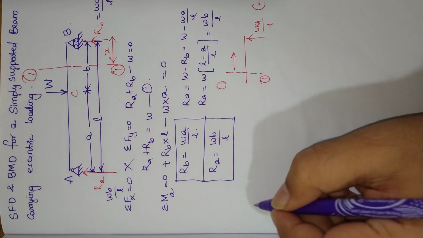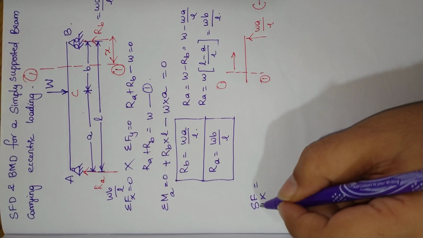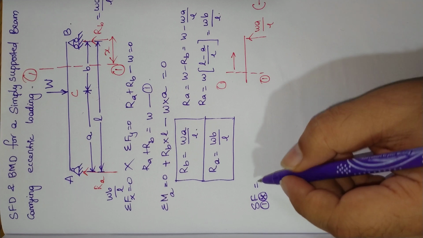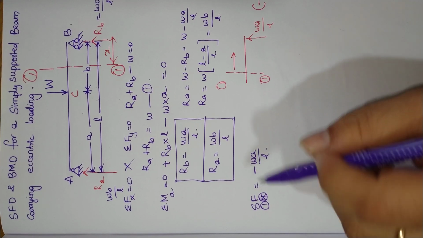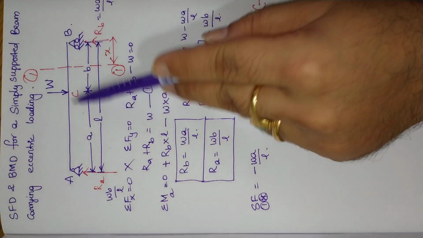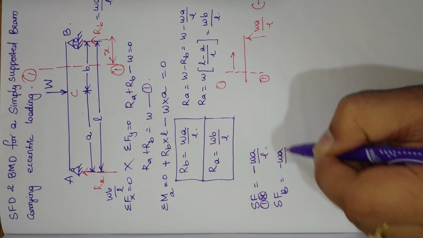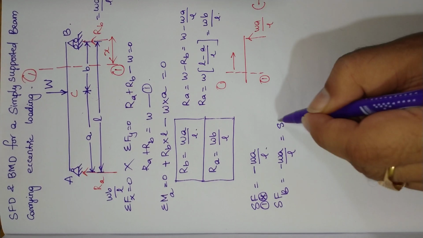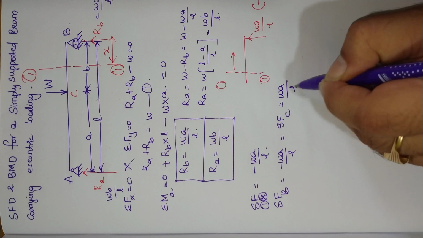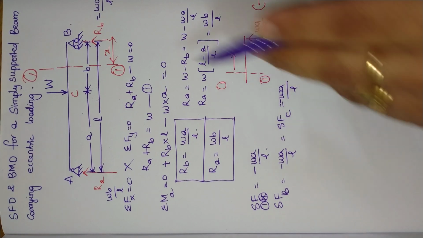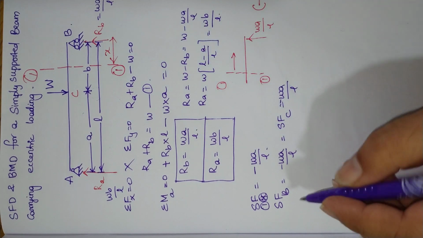So the shear force at any section X, or at section 1-1, is equal to minus Wa divided by L. We don't have any other force in between B and C, so shear force at point B is equal to minus Wa by L, and shear force at point C is also equal to minus Wa by L. That means it will be uniform in between B and C, and it will be negative.